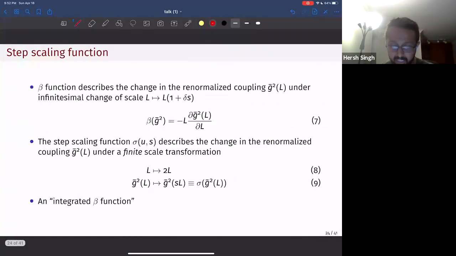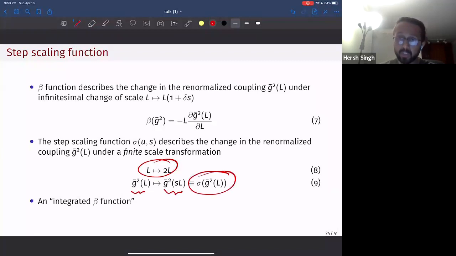Just like the beta function describes the change in the normalized coupling, where g here is some normalized coupling of the theory, if you have an infinitesimal change in the scale, the step scaling function does the same thing, but the change in scale is a finite scale transformation. So it's like L going to 2L. If L goes to 2L, g squared of L, which is the coupling, goes to g squared of 2L, which is a function of the coupling at L. So this is in some sense an integrated beta function.